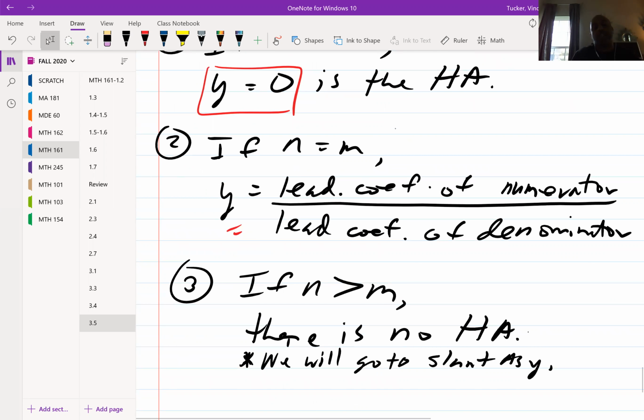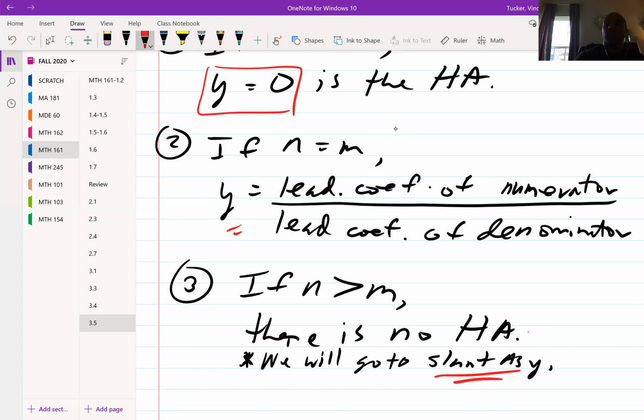Then for the last scenario, if n is greater than m, in other words, the highest exponent in your numerator is greater than the highest exponent in your denominator, there is no horizontal asymptote. We will actually go to the slant asymptotes. That will be what will send us to the slant asymptotes.